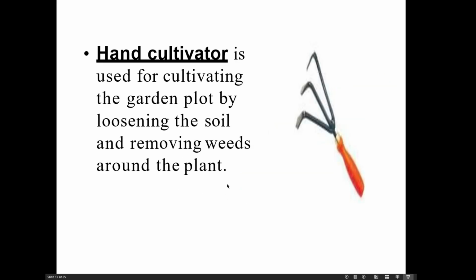Next, you have the hand cultivator. So, yan. Ito, para siyang rake o kaya spading fork. Yun nga lang, ito yung kapag ano lang, maliitin lang yung garden mo. Di ba? So, it is used for cultivating the garden plot by loosening the soil and removing the weeds around the plant. So, yung mga damo-damo, ginagamit to.